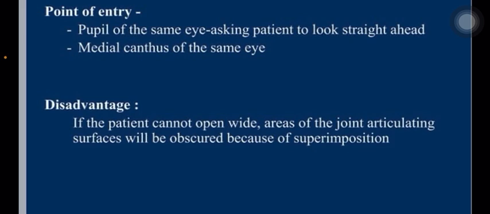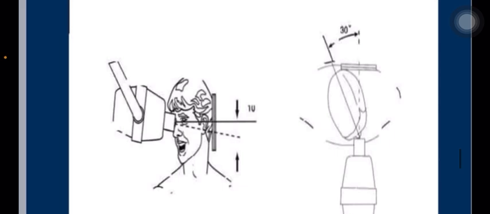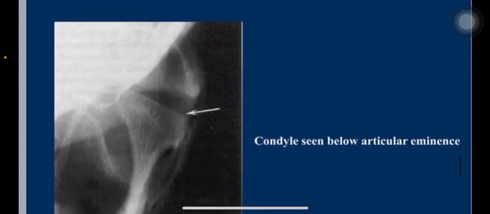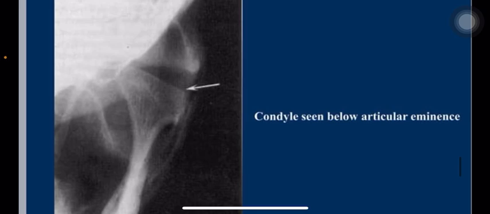The disadvantage is if the patient cannot wide open his mouth, areas of the joint articulating surfaces will be obscured because of superimposition. In this, the condyle is seen below the articular eminence clearly.